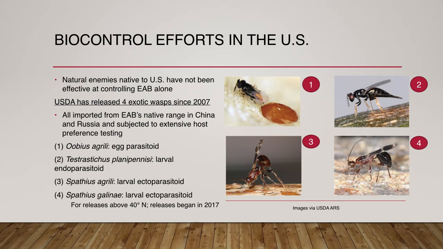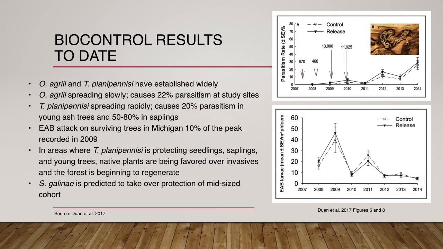And Spathius agrili failed to establish, probably because it's too far north of its endemic range, and so Spathius galinae has only recently begun to be introduced, and it is for releases at latitudes above 40 degrees north. So it's expected to have better climate matching than agrili. So Oobius has been a slow spreader.